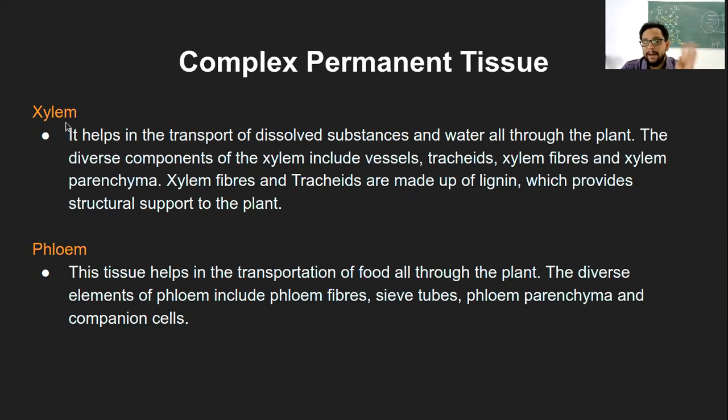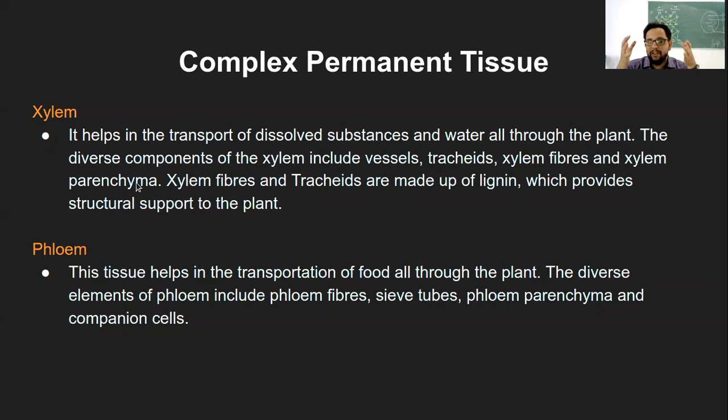Or if I have to do a correct analogy, xylem is something like blood vessels, right? Your blood vessels have different layers or different types of cells and different types of muscles present in them. Similarly, in plants also, xylem and phloem are made up of certain components. They are called xylem vessels, tracheids, xylem fibers, and xylem parenchyma. We will see all these components, so you will get more clarity on this. But like I said, these are the components of the xylem tissue.